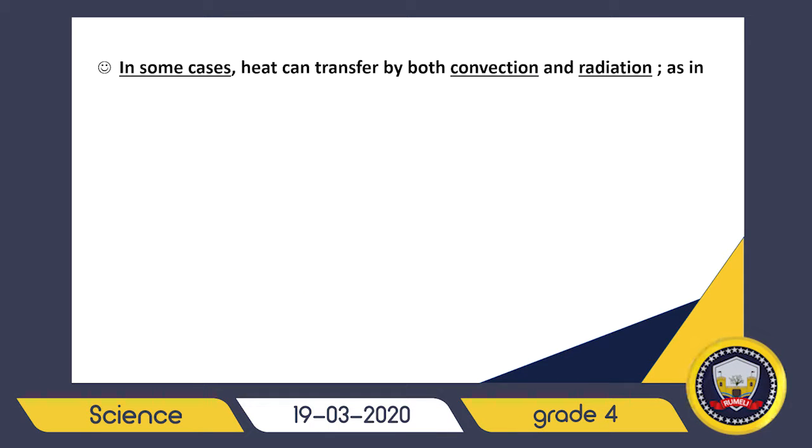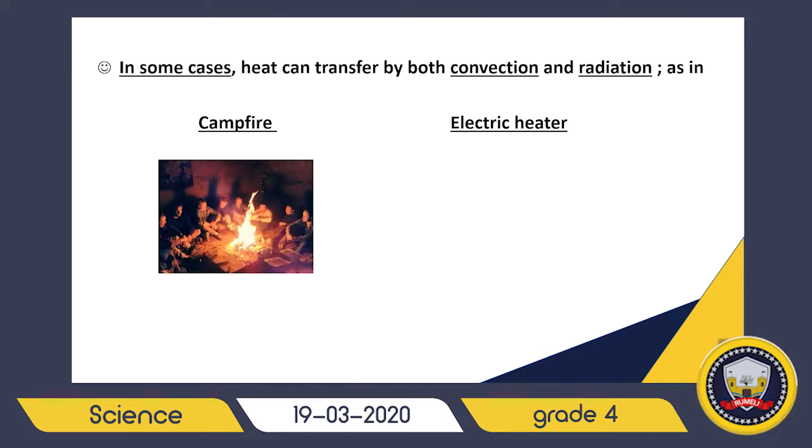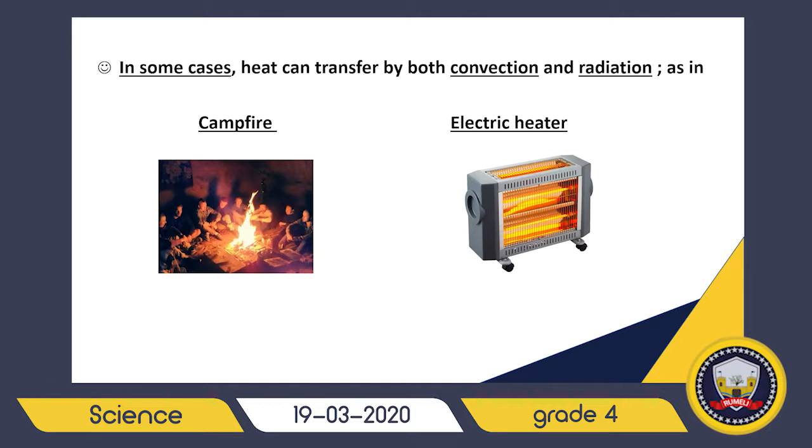By the way, in some cases, heat can transfer by both convection and radiation, like a campfire and an electric heater. You know the campfire? Electric heater? Yes, in a campfire and an electric heater, the heat can be transferred by convection and radiation, both of them. So again, in some cases, like a campfire and an electric heater, the heat can transfer by both convection and radiation.